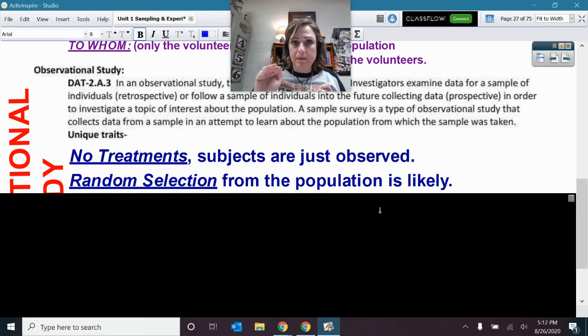There is no treatment. In that article with the caffeine and the skin cancer, they didn't say, hey, you people, drink a whole bunch of caffeine, and hey, you people, do not drink caffeine, and we're going to see who gets skin cancer. No, they just took data. They just collected data on: do you drink caffeine, and did you get skin cancer? Observed them in their natural environment.